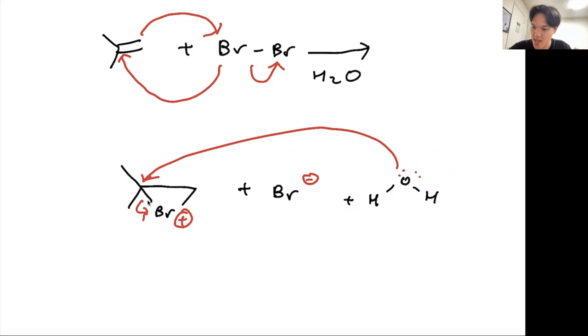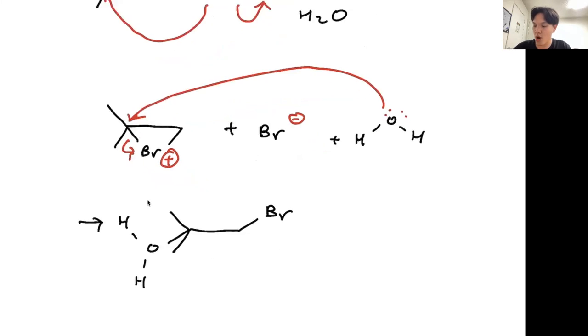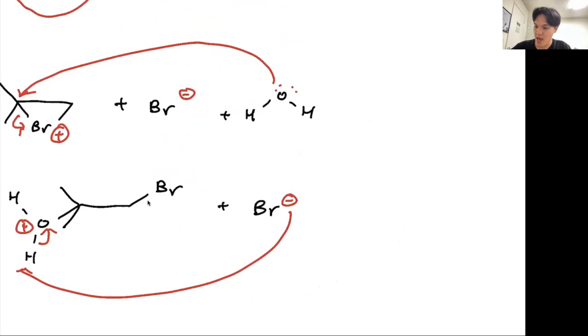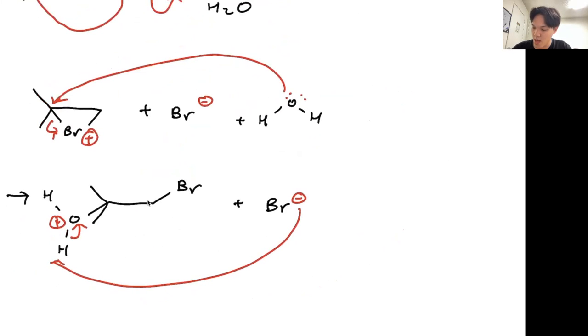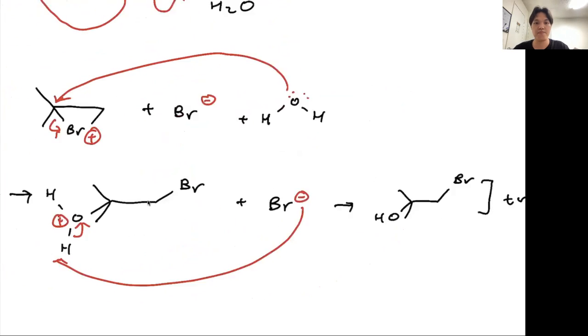So, as that happens, that goes there, and then we're left with, again, these will be added trans to each other, right? This water is positively charged, right? But thankfully, we have a bromide here to clean up and deprotonate it. And then we made a molecule with a halogen and an alcohol, right? And again, these are trans to each other, okay?